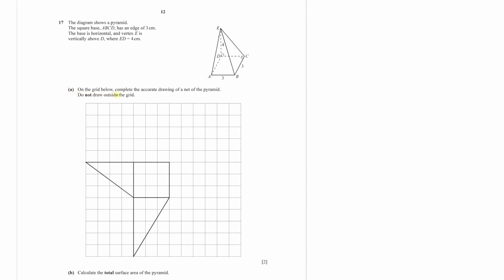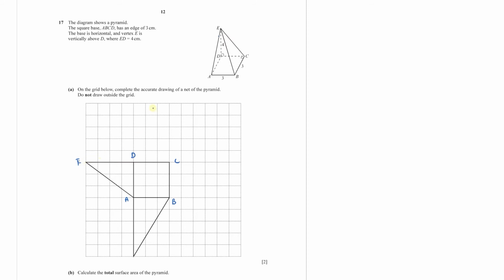Part A is on the grid below. Complete the accurate drawing of a net of the pyramid. Do not draw outside the grid. So first we have to see which points are we given here. So if you look at this diagram, this is your base A, B, C, D. So this is your point A, B, C, D. And then you're given this left side. So that means this triangle ADE is this one.